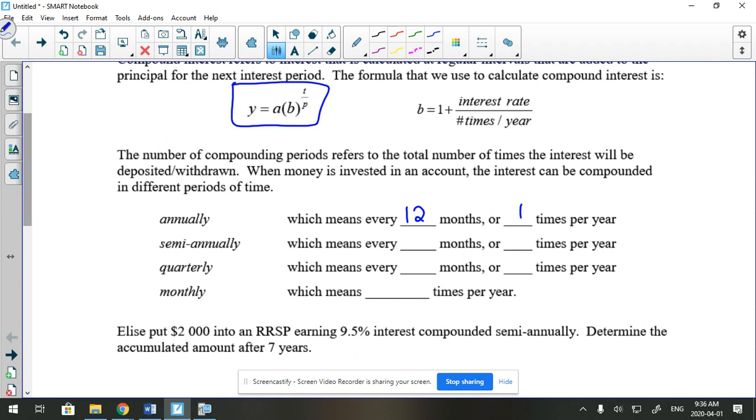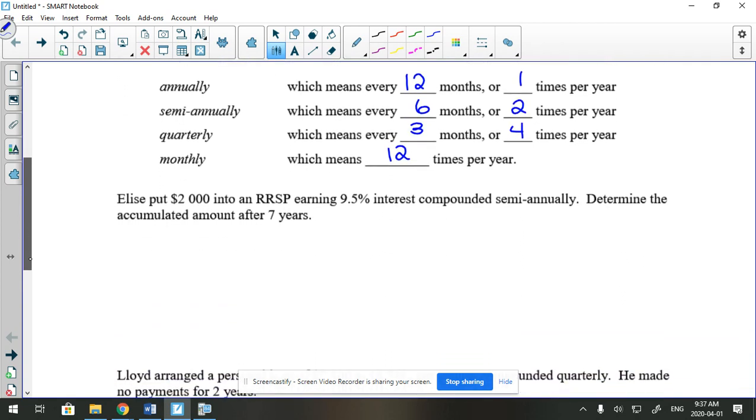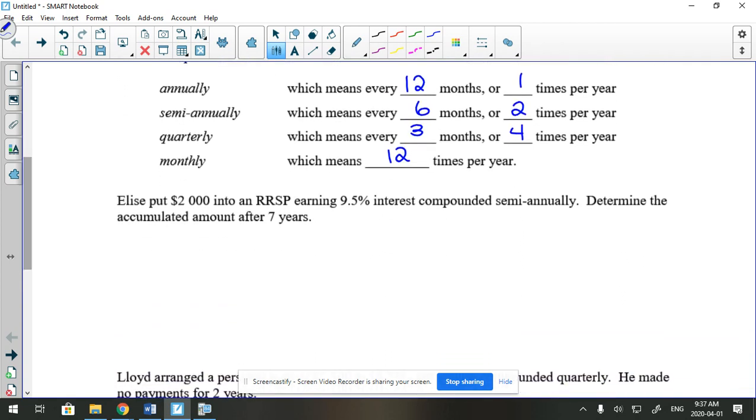If it's compounded semi-annually, that means you're getting your interest added in every 6 months, or in other words, twice per year. If it's compounded quarterly, that will mean you get your interest added in every 3 months, or 4 times per year. And if it's compounded monthly, that means you're getting your interest added in 12 times per year, each month. Okay, so let's see how this would work. We use our same formula, but now we need to put in that extra information with it.